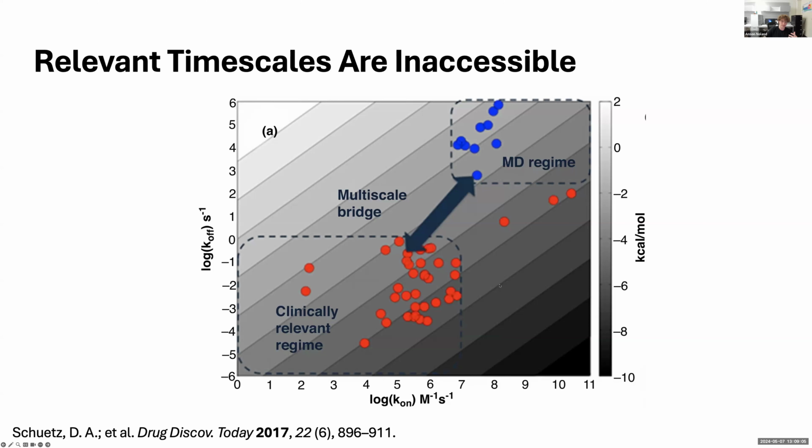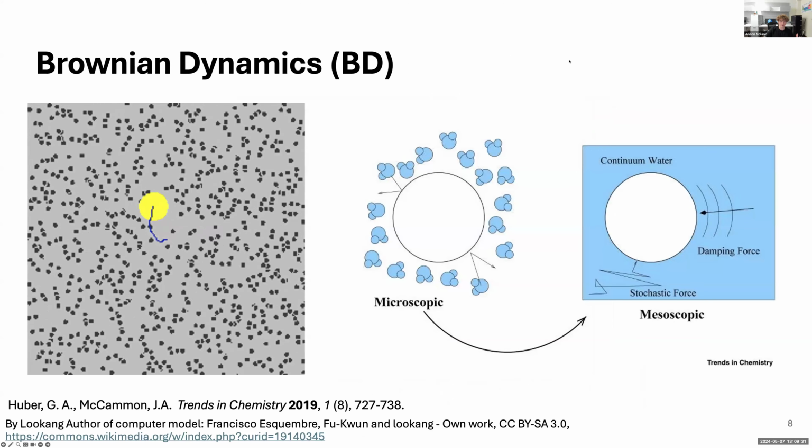And this is what's actually clinically relevant, right? A drug might be a very tight binder and stay bound for a very, very long time, and we just can't simulate that with MD. Despite how much better computers get, the timescales are just too long to simulate with molecular dynamics. So we need another level of maybe lower detail, but faster time to model these interactions. And one of these is Brownian dynamics.